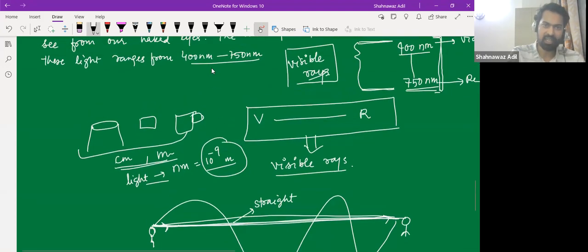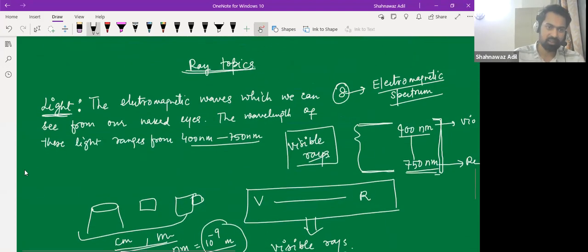So the second idea is that light propagates in rectilinear motion.